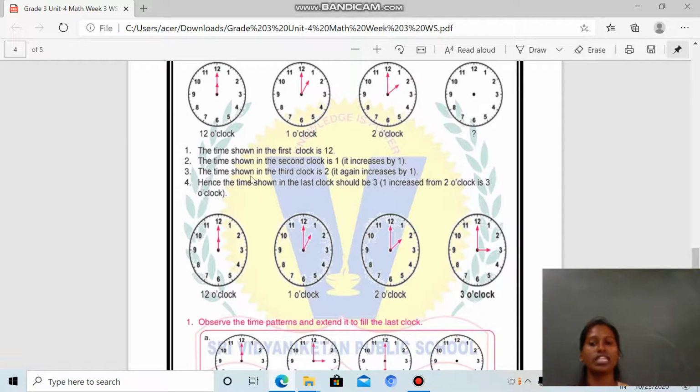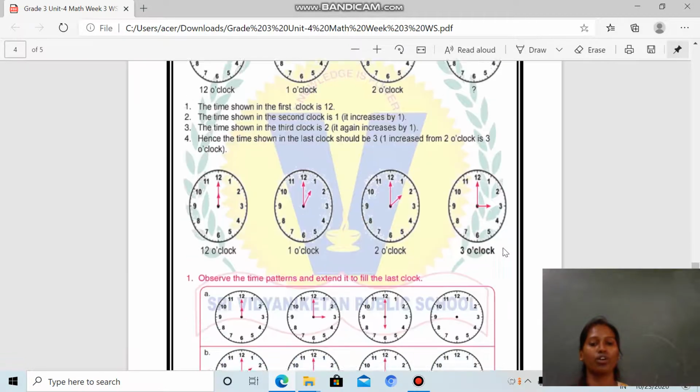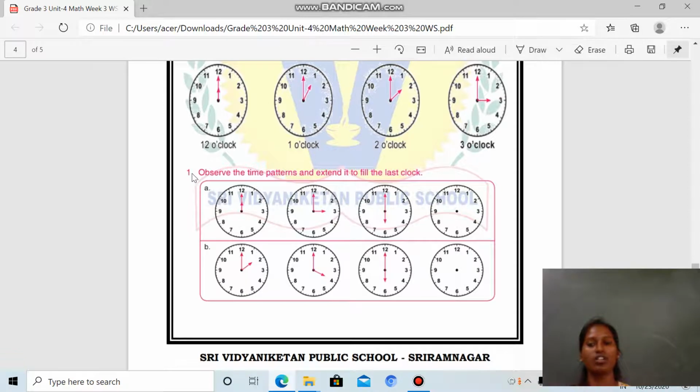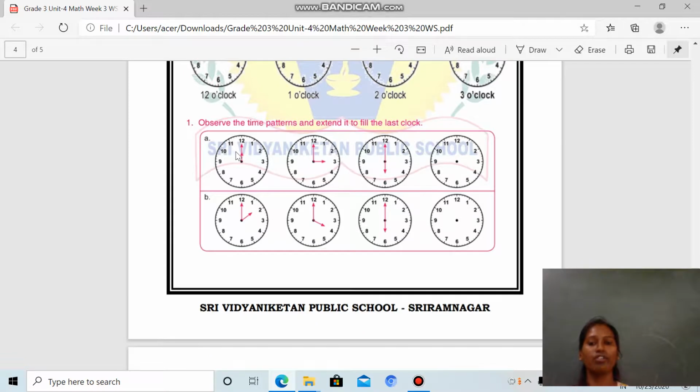The third step: the time shown in the third clock is 2 o'clock. It increases by 1 again. Hence the time shown in the last clock should be 3. One increased from 2 o'clock is 3. So from 2 o'clock it increases by 1, so it is 3 o'clock. Coming to the next question, observe the time patterns and extend it to fill the last clock. So you have to observe the clocks and draw the last clock.